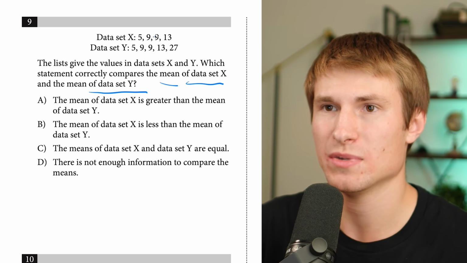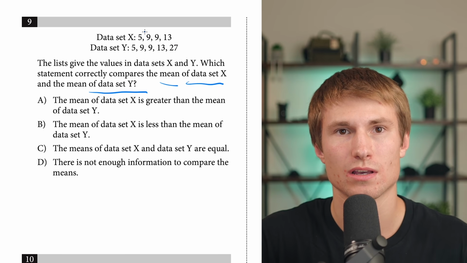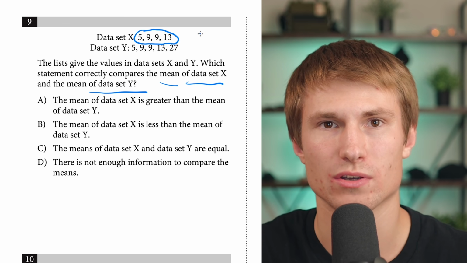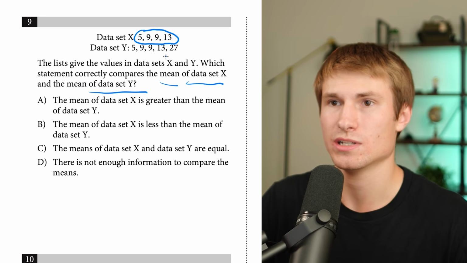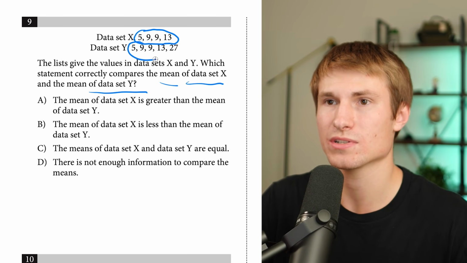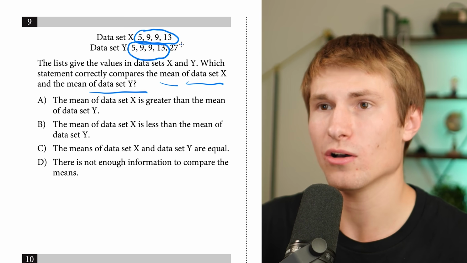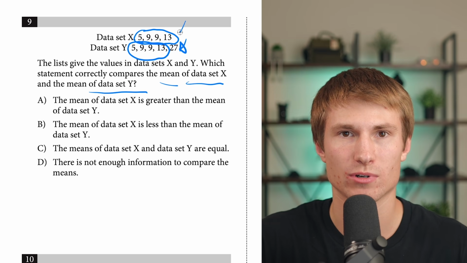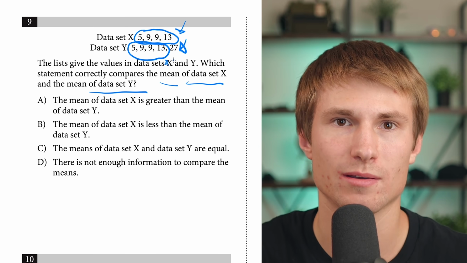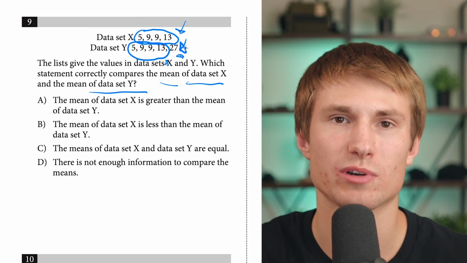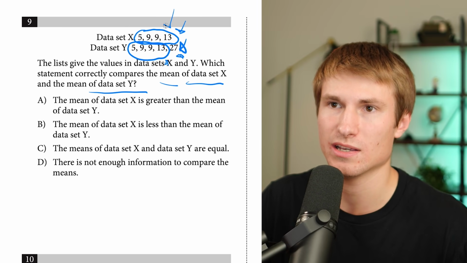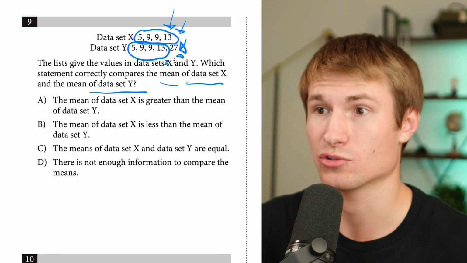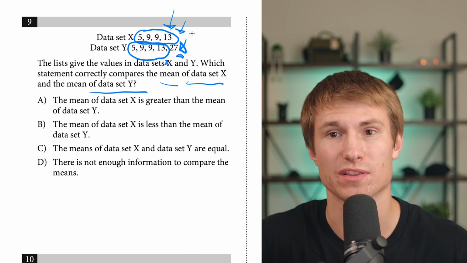Well, let's go ahead and find the means of both. We'll start with data set X. So the mean is going to be the sum of these numbers divided by 4. So 5 plus 9 plus 9 plus 13. Now I see I have these same numbers in data set Y. Now I also have a 27 added onto data set Y. Since we've got these same 4 numbers in data set X as in Y, and then we are just adding in 27, we know 27 has to be greater than whatever the mean is in data set X, because the maximum value in data set X is 13 and 27 is higher than that. So it's going to have to bring that mean up.